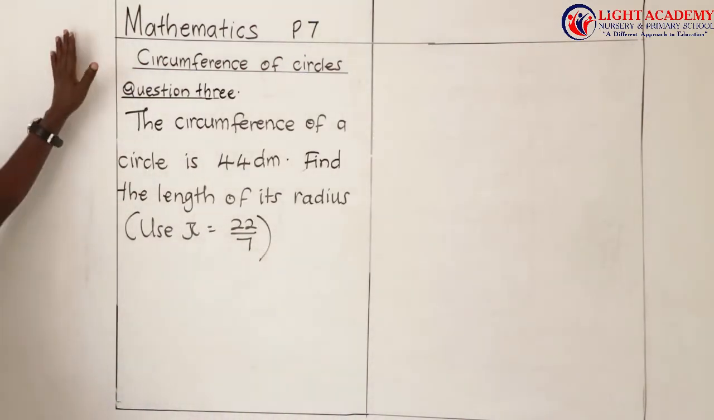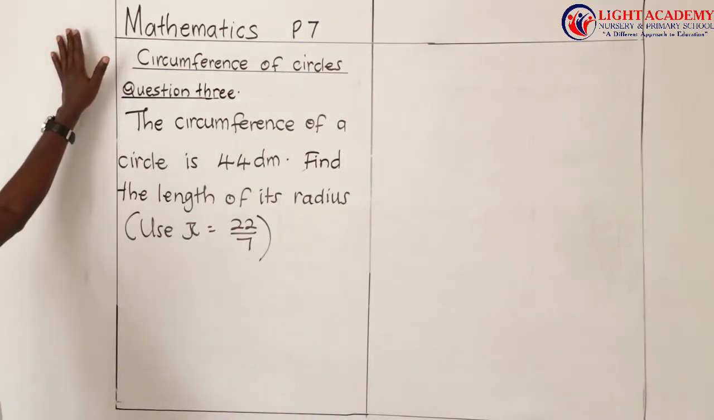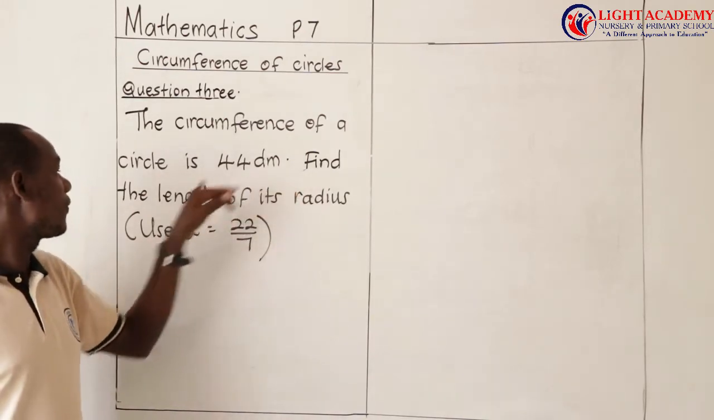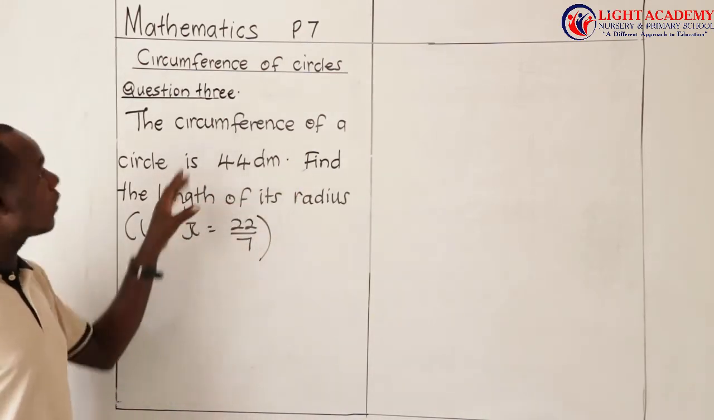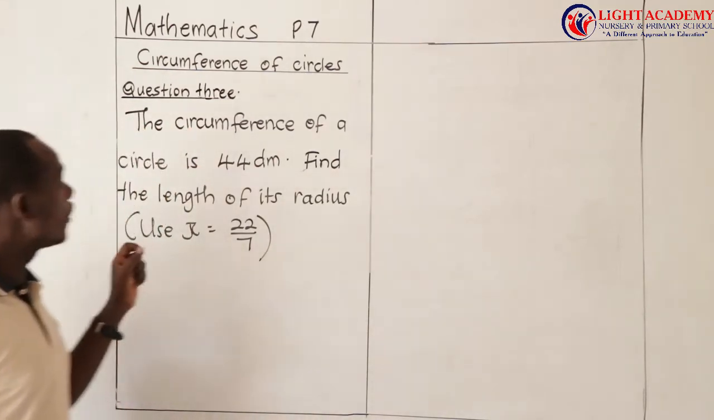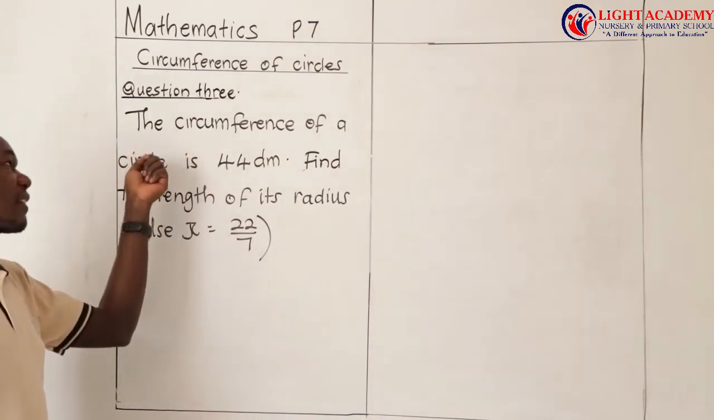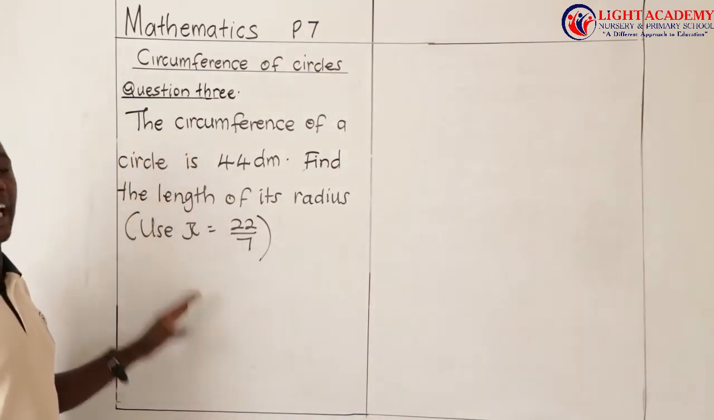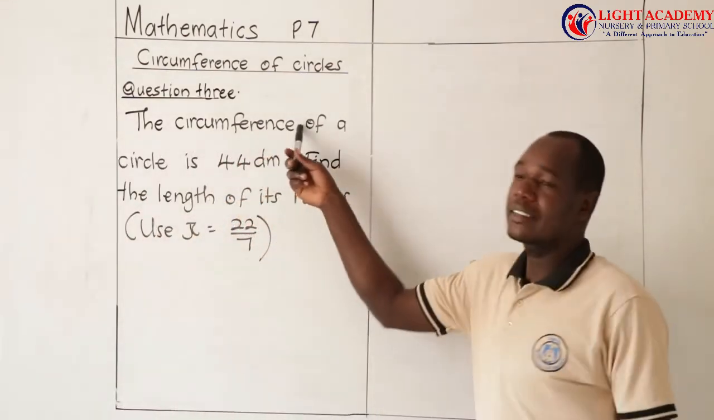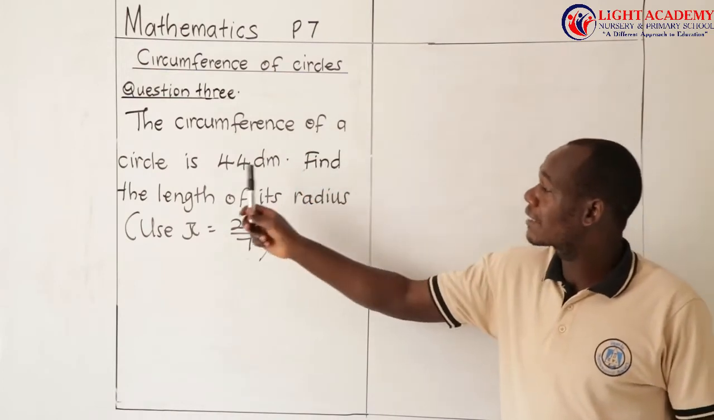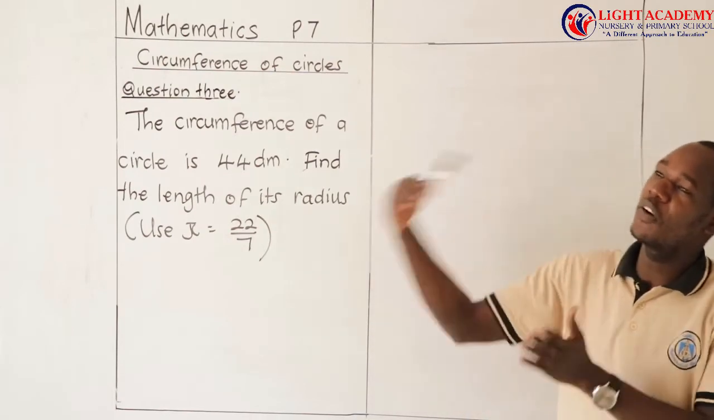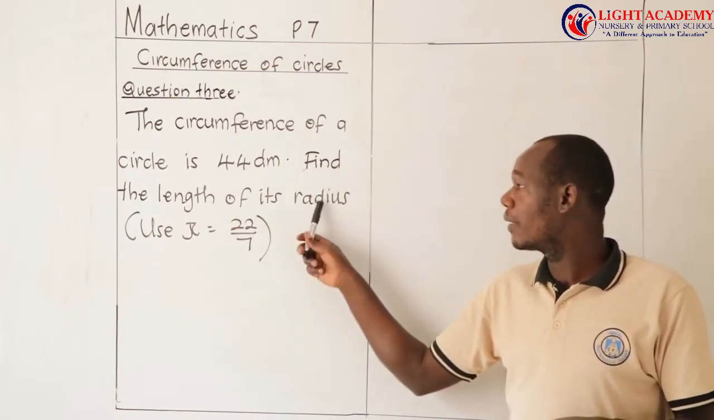So up here we have our question number 3. Question number 3 is saying the circumference of a circle is 44 decimeters. Find the length of its radius. When you look at this question, it's slightly different from number 1 and number 2. Number 1 and 2 gave us the radius and diameter, and they were asking for circumference. But now in number 3, they have given us circumference and they are asking for the radius. Now this requires you to use the formula to get what you are missing.